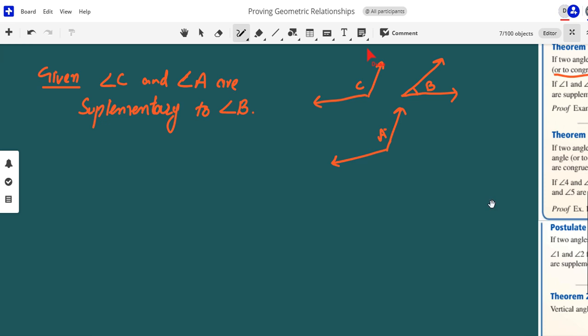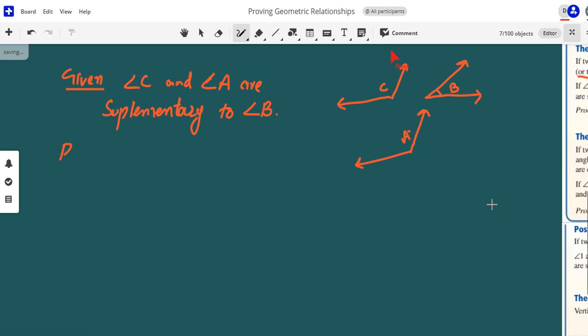And what we have to prove? We have to prove that angle A and angle C are congruent to each other. Is it clear? The statement is clear, how to read the statement, how to get what we are given and what we have to prove. Okay, it is not proof, it is the setup for the proof.